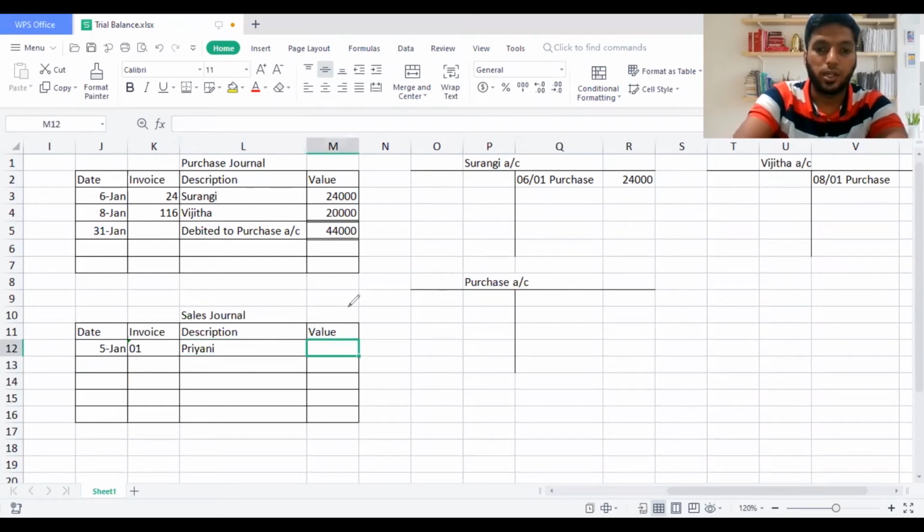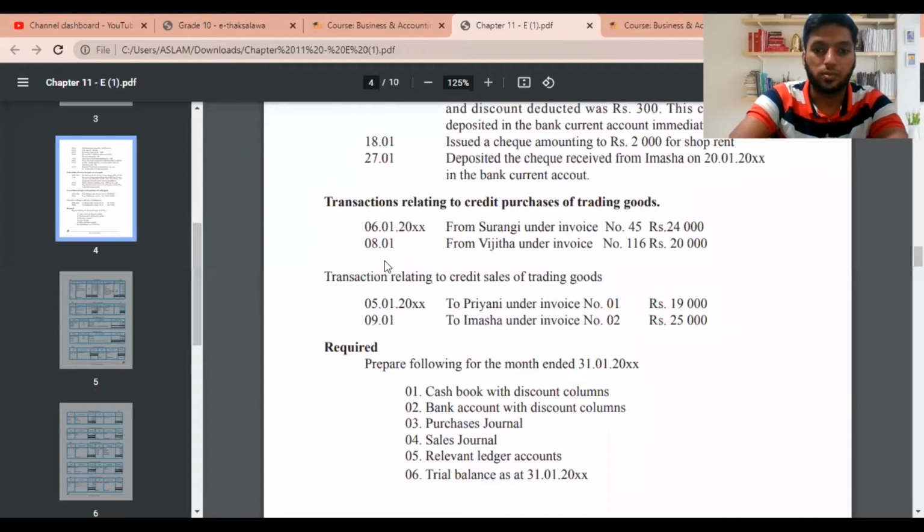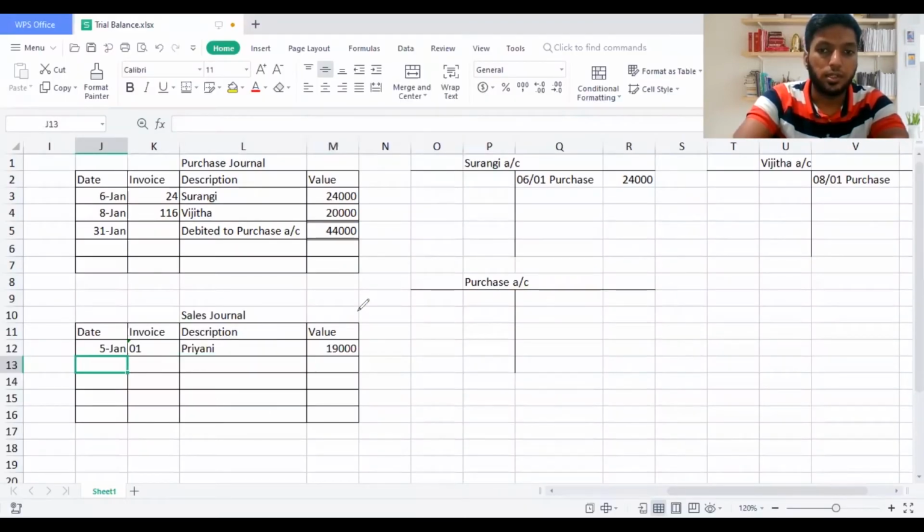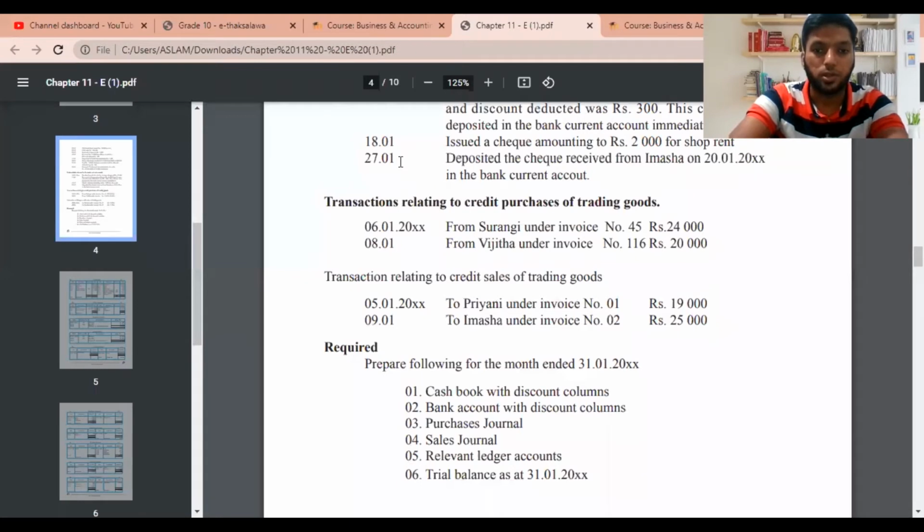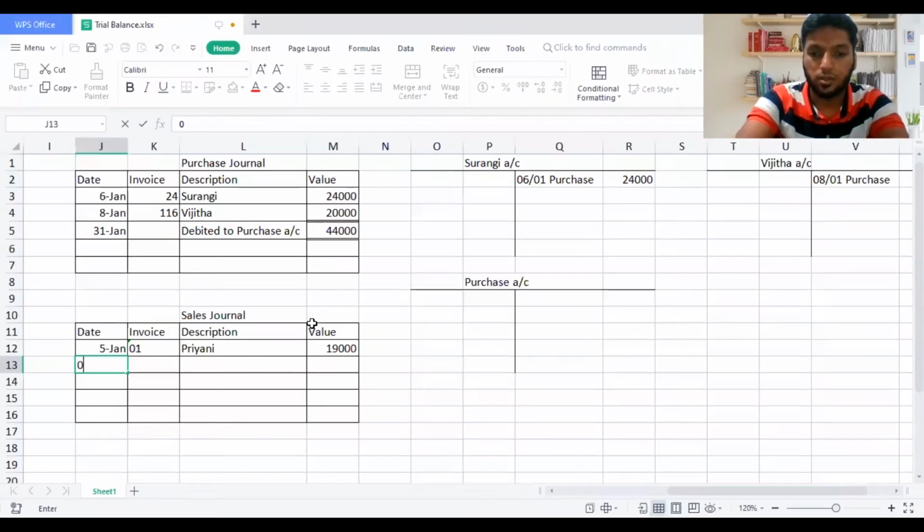What is the value we're going to take on the Priyani? It's going to be 19,000. Then the next amount they have taken, 9th first, Imasha 25,000. So 9th first, invoice number 2, Imasha, 25,000. So I'll record two accounts for this.